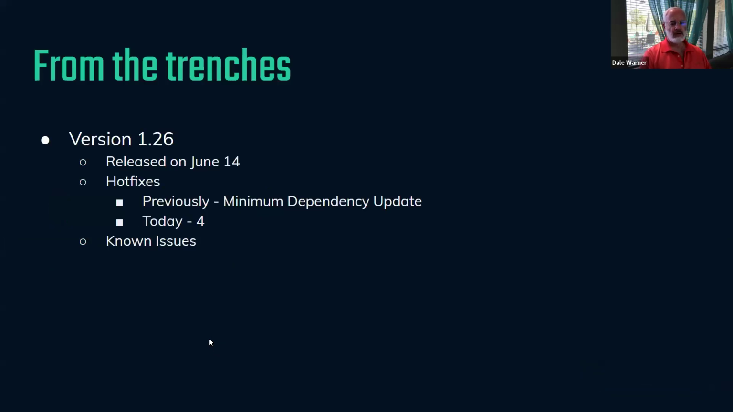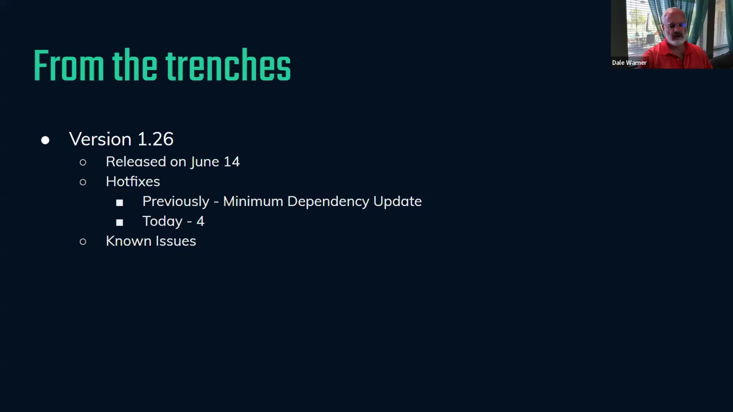We are currently on version 1.26 of the product that was released a month and a half ago, June 14th. And in recent days, I guess last week, we released a minimum dependency update. That means that if you were using version 1.26, you got a screen when you tried to go to the configuration menu that forced you to upgrade. And so if you're using 1.26, hopefully you've gone through that upgrade already.